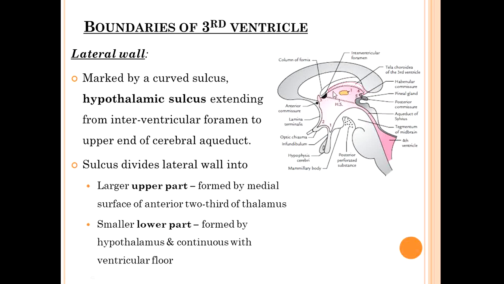Then the last one is the lateral wall. It is marked by this sulcus, known as the hypothalamic sulcus, which extends between the interventricular foramen to the upper end of the cerebral aqueduct. This sulcus divides the larger upper part, formed by the medial surface of the anterior two-thirds of the thalamus, and the smaller lower part, formed by the hypothalamus and continuous with the ventricular floor. So that is the lateral wall.